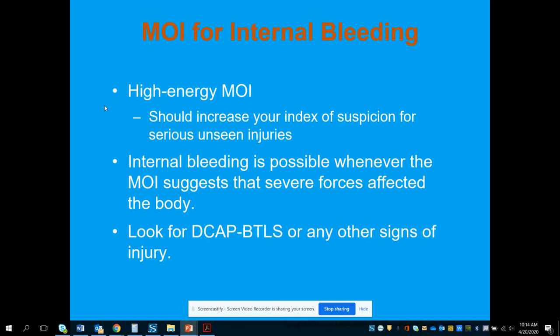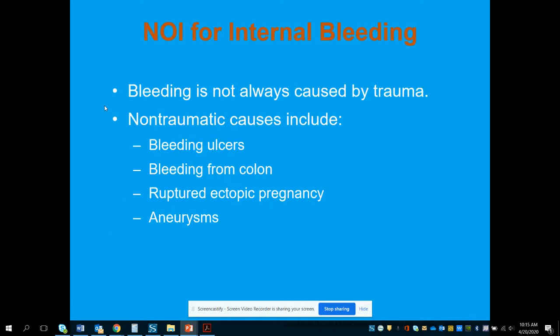So, looking at some mechanism of injury for internal bleeding, if it was high energy, this should increase your index of suspicion for more serious unseen injuries. Internal bleeding is possible whenever the mechanism of injury suggests that severe forces affected the body. So we're looking externally for any DCAP-BTLS or other signs of injury. Remember, if we're looking at the abdomen, we can look for distension, swelling, things like that to let us know. But rapid transport is really all that we can do.